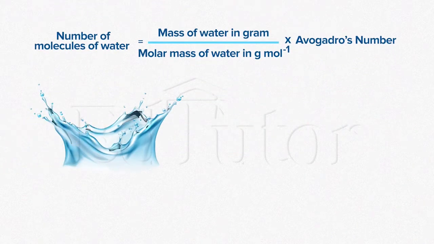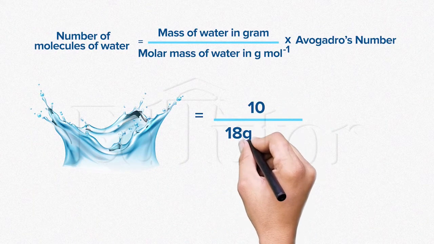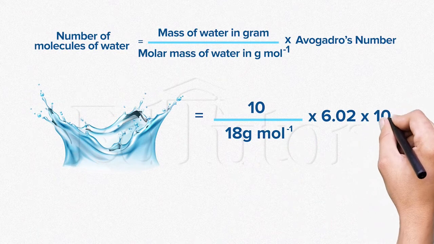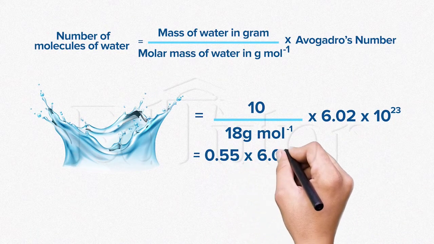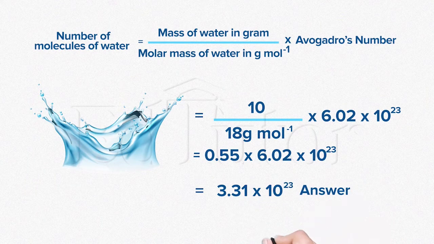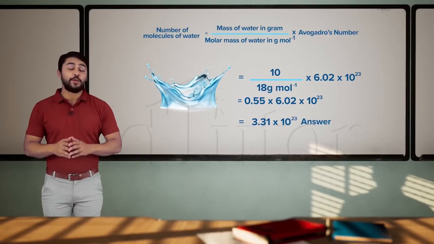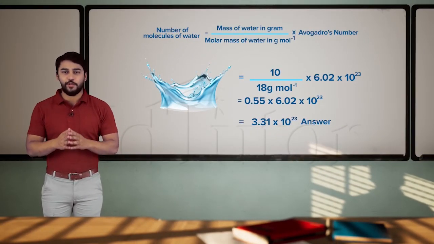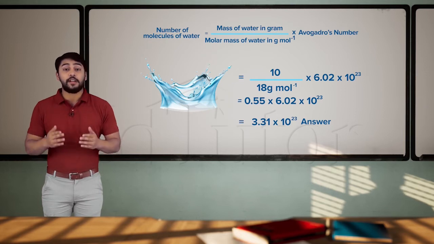Putting the values in this formula, we get 10 divided by 18, which gives us 0.55, and let's multiply this by the Avogadro's number, 6.02 into 10 to the power 23, and we get 3.31 into 10 to the power 23. So, that is the number of molecules of water. With this, we are done with the first part of the question.